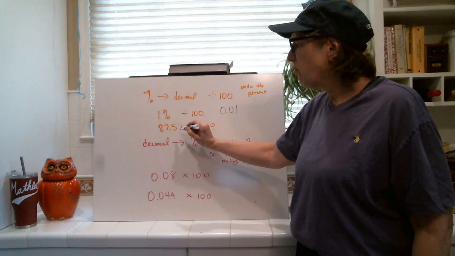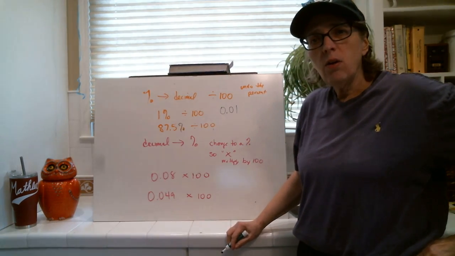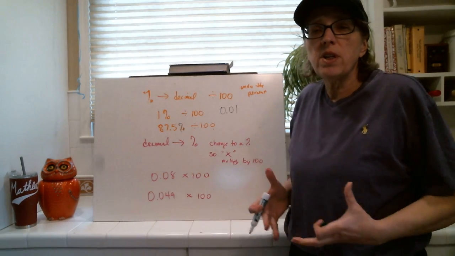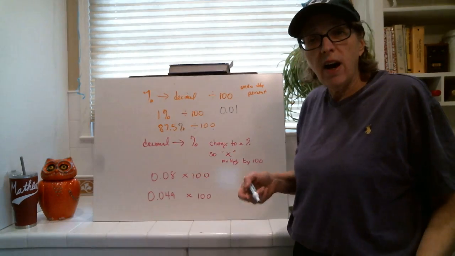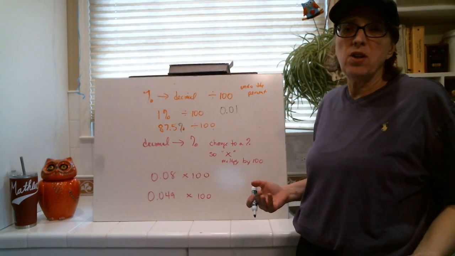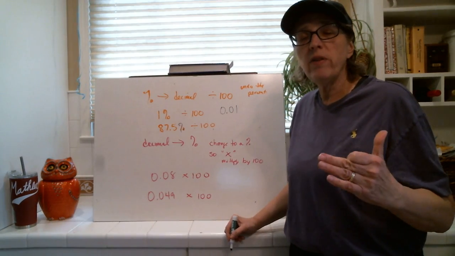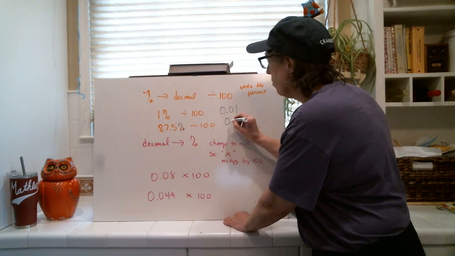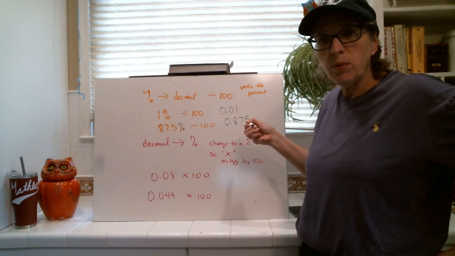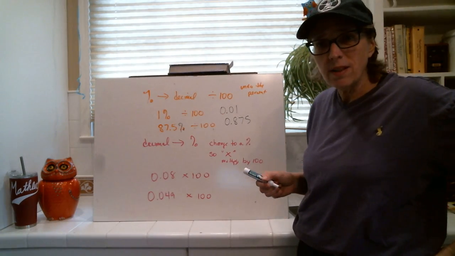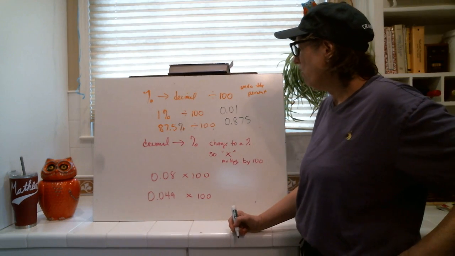Here we have 87.5%. Now we have to get rid of the percent, change it to a decimal, and we're going to divide by 100 because percent is based on 100. So you go 87.5 divided by 100, and you're going to get 0.875. Notice this. You have to put all 3 digits. You can't round it because it was given to you as 87.5%.